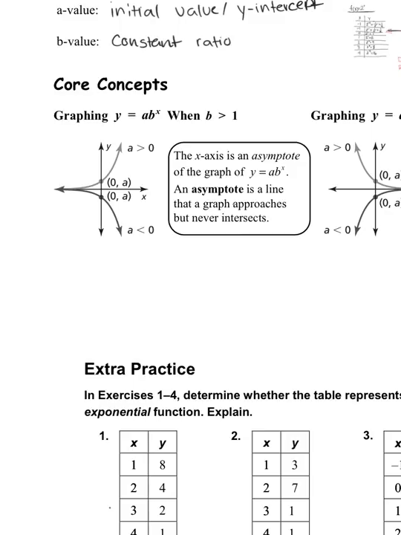So if the b value was greater than 1, then that means that it would be increasing exponentially from left to right, right? And that's considering that the a value is positive. If the a value is negative, then you would simply flip it about the x-axis, and so then from left to right, it would be decreasing.